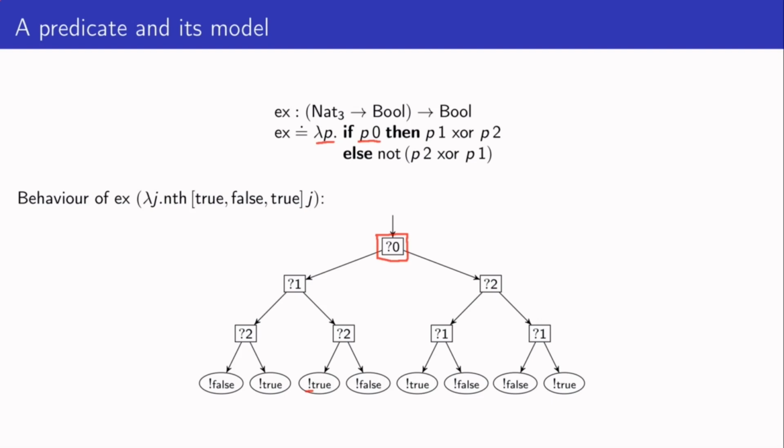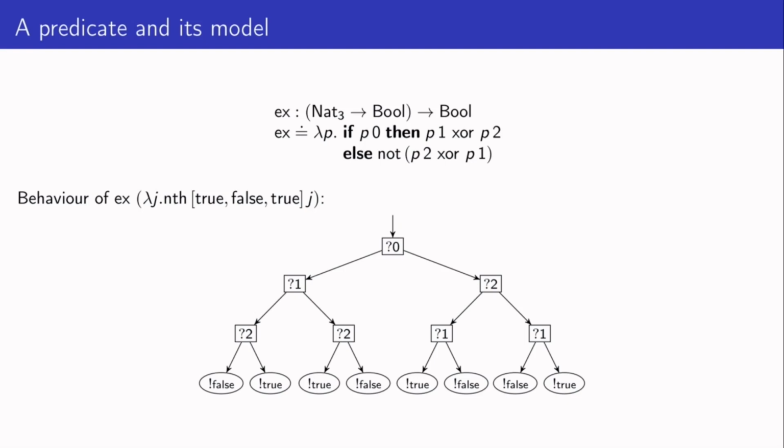Let's consider a concrete evaluation of this predicate. Suppose we apply it to a point whose zeroth component is true, first component is false, and second component is true. Evaluation begins in the predicate and eventually queries the zeroth component of the point, which is true, meaning that we will take the left branch down the tree. This corresponds to continuing with evaluation of the then branch in the predicate. Eventually, the predicate will query the first component of the point, which is false, meaning we'll take the right branch down the tree. And then at some point, the predicate will query the second component, which is true, meaning that we take the left branch down the tree. We now hit a leaf node with the answer true, meaning that for this particular point, the predicate will yield the answer true.